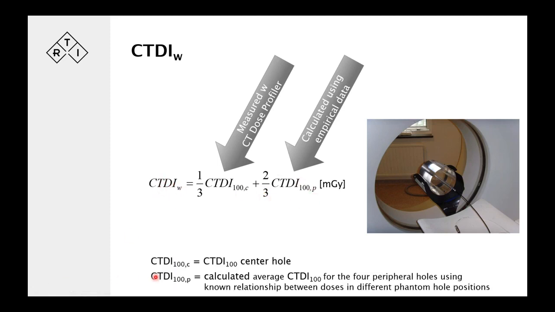Now, this peripheral CTDI 100 is calculated, and we use the known relationship that we've gathered from thousands and thousands of scans on those typical machines.